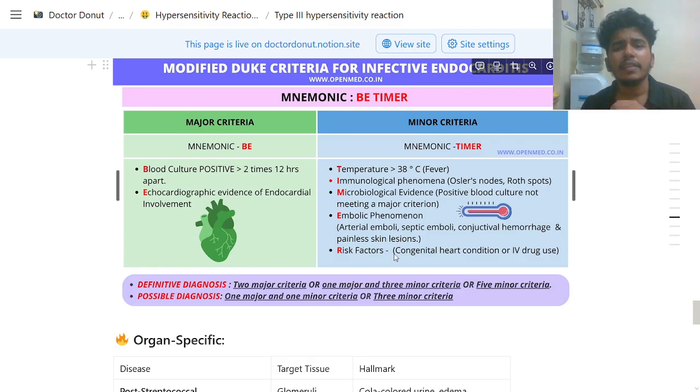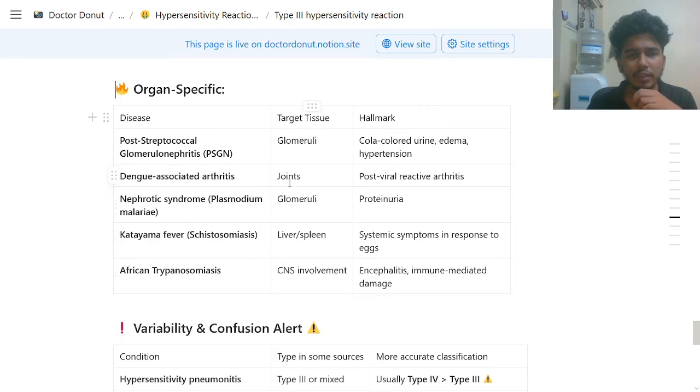So this is this, and there are some other specific questions about it which come up in exams, which I will talk about later because it's already been such a long video. So organ-specific things that can happen in type 3 hypersensitivity are like PSGN, poststreptococcal glomerulonephritis. It's the most common cause of glomerulonephritis in children. We'll talk about all types of glomerulonephritis later on. It affects the glomeruli, and the findings are cola-colored urine, edema, and hypertension. Then you have dengue-associated arthritis, which affects joints and is remarked as post-viral reactive arthritis.